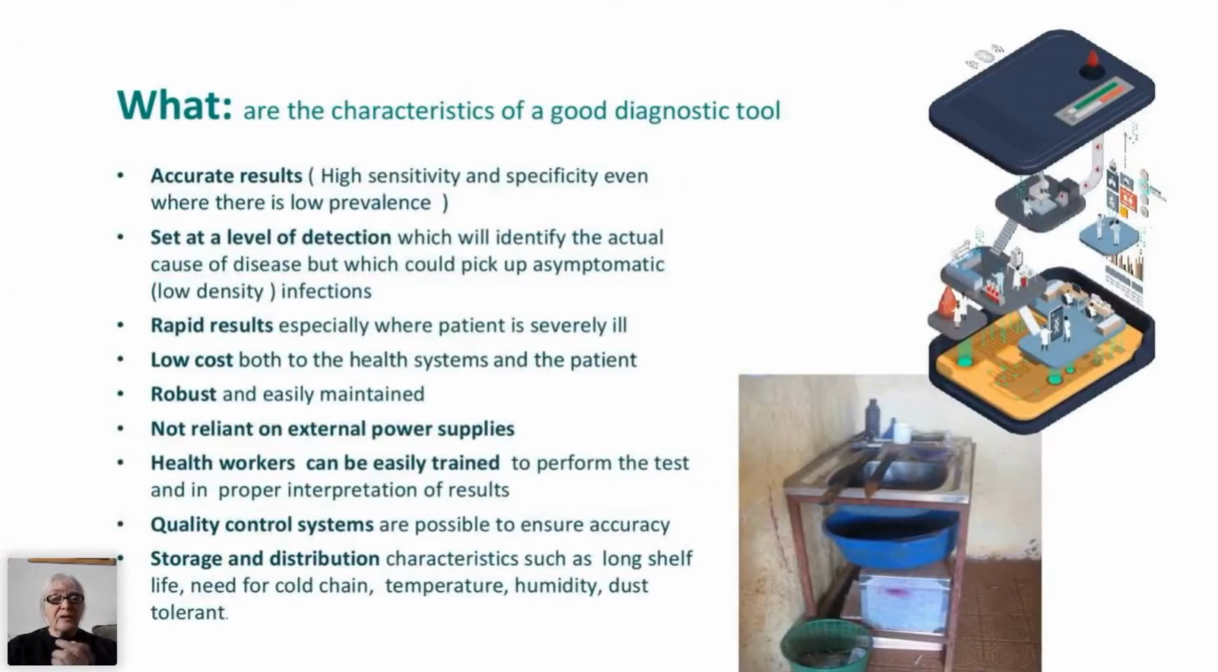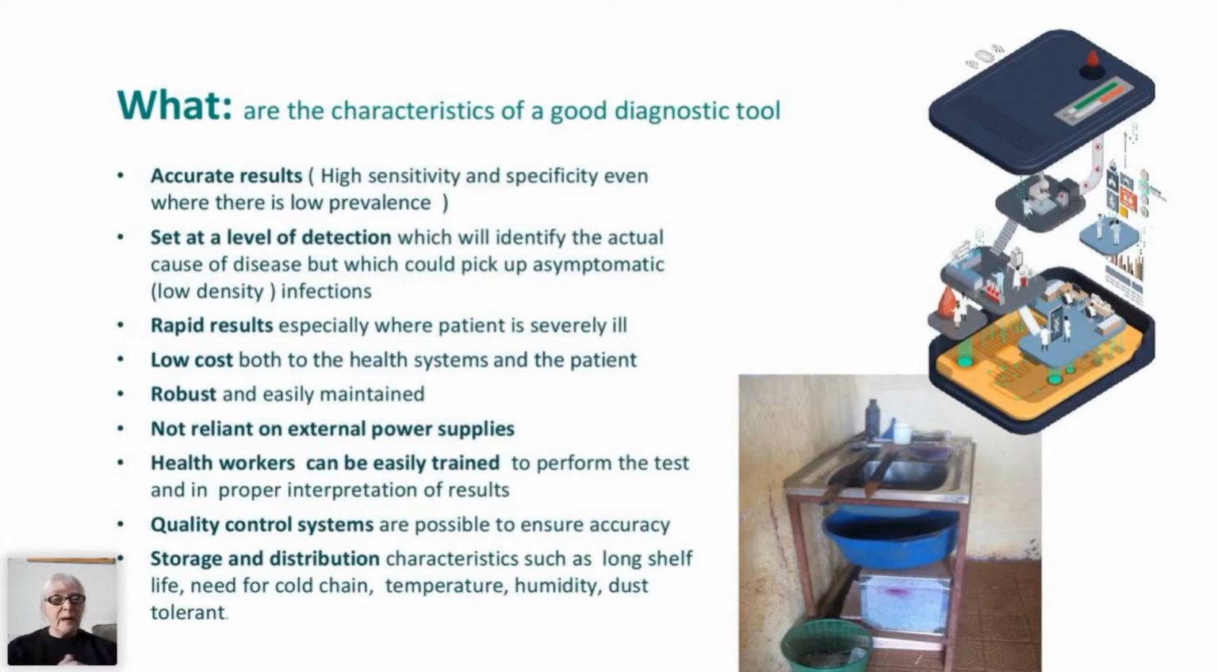We need to look at what the characteristics are that we need in a good diagnostic tool. And we can see that we need accurate results, so they have to have high sensitivity and specificity, even when there's a low prevalence. They need to be set at a level of detection which will identify the actual cause of the disease, but which could pick up asymptomatic or low-density infections.